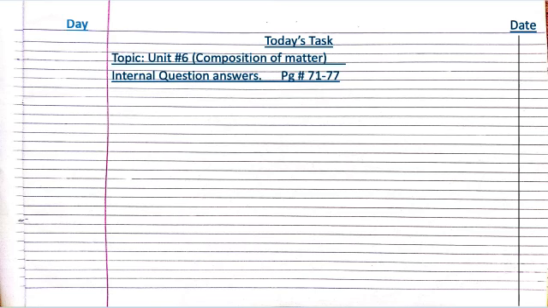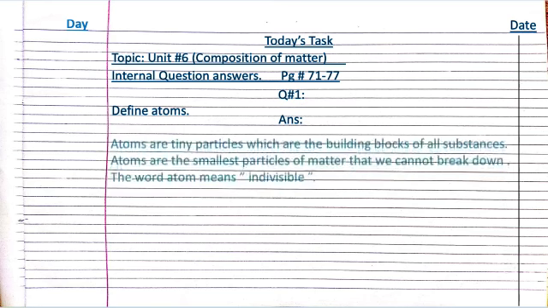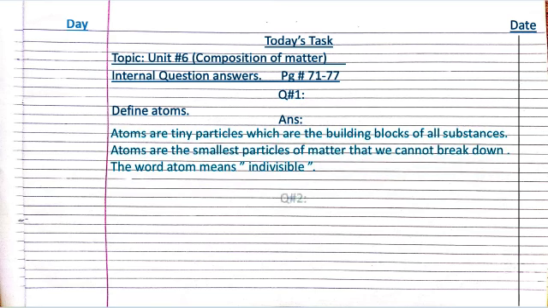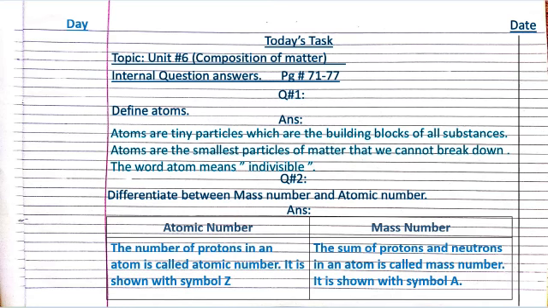Okay, now students, firstly write today's task, date and day on this page. Then write the topic. Topic is unit number 6, composition of matter. Then write the caption, internal question answers from page number 71 till 77. And here the question number 1 is define atom. Then write its answer. After that, write the question number 2. And the question number 2 is differentiate between mass number and atomic number. Then write its answer like this.